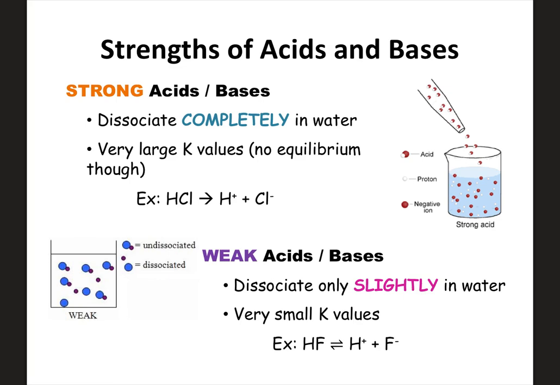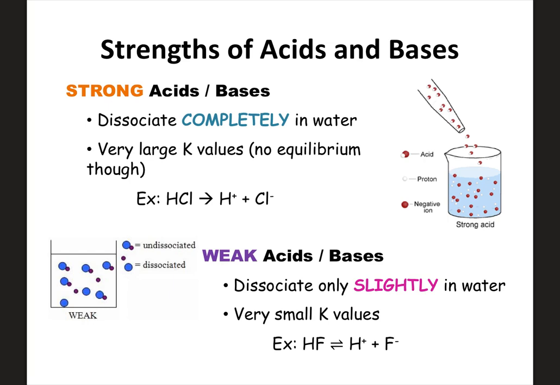Now we want to look at the strengths of acids and bases here. Some acids and bases are what we call strong, and others are weak. We need to be able to identify them, and different things happen with these strong acids and bases compared to the weak acids and bases. Strong acids and bases dissociate completely in water. That's a big thing to understand here. What that means is they ionize, or turn into the plus and minus ions, 100%. If you have an acid that is considered strong, it dissociates completely in water.